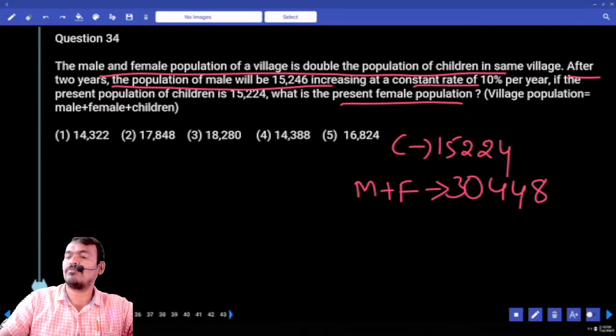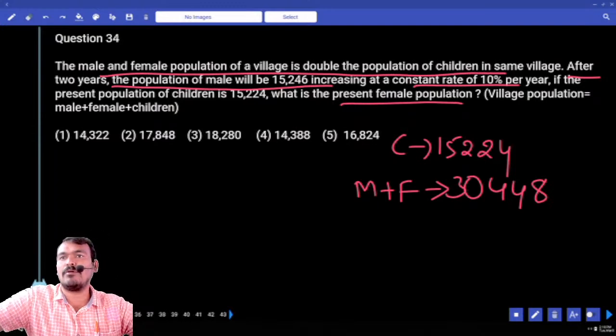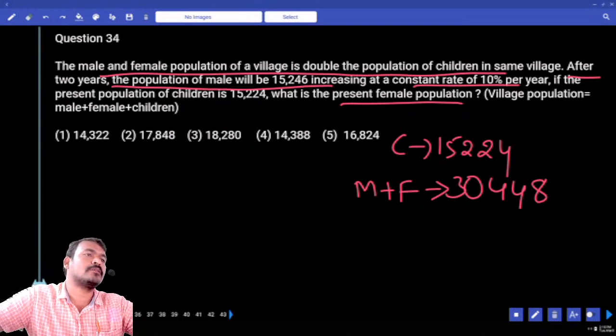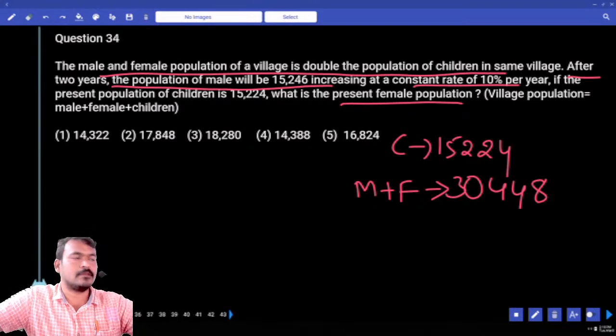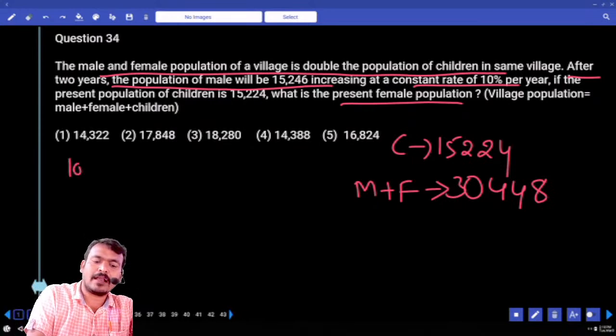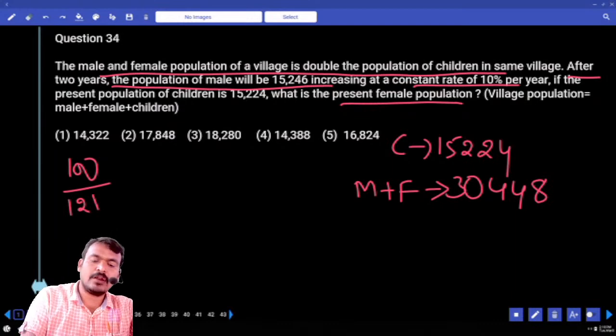And one more, after 2 years the population of male will be how much? 15,246. But every year how much percent is increased? 10%. Successive increase by 10%, or not? Nothing but compound interest, 10% for 2 years, or not? 10% for 2 years means 21%. Before increase, how much percent? 100%. After increase, 121%, or not? It means 2 years back the male population was 100%. At present how much? 121%.